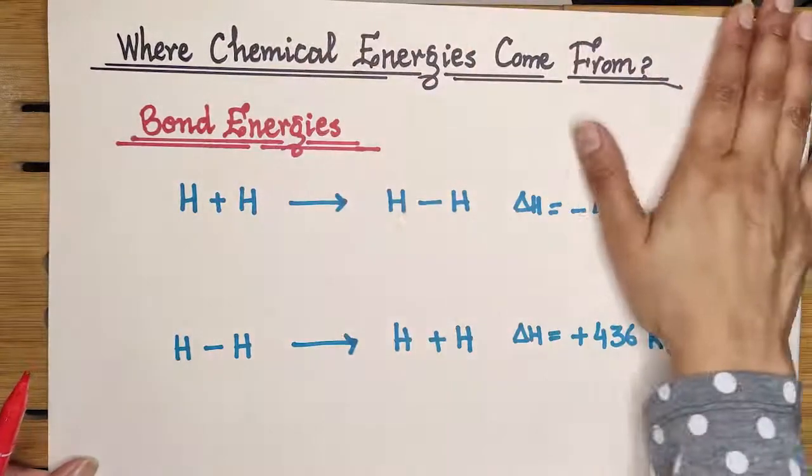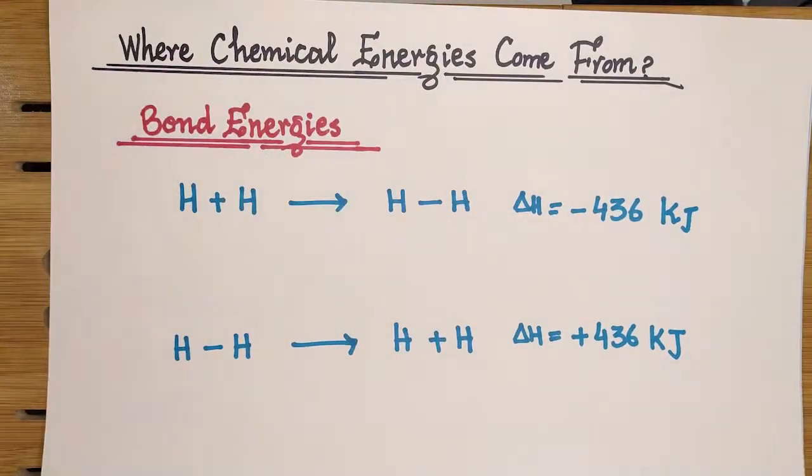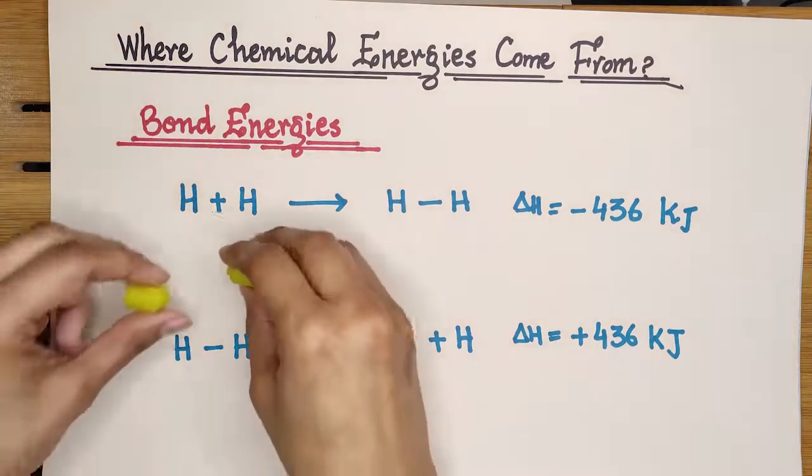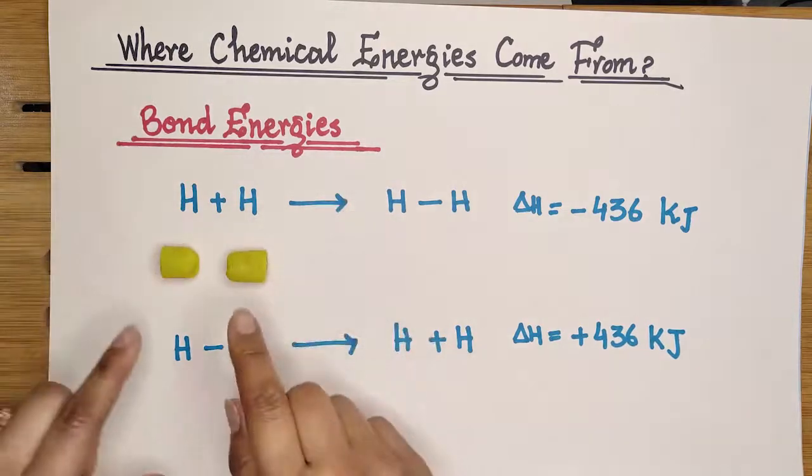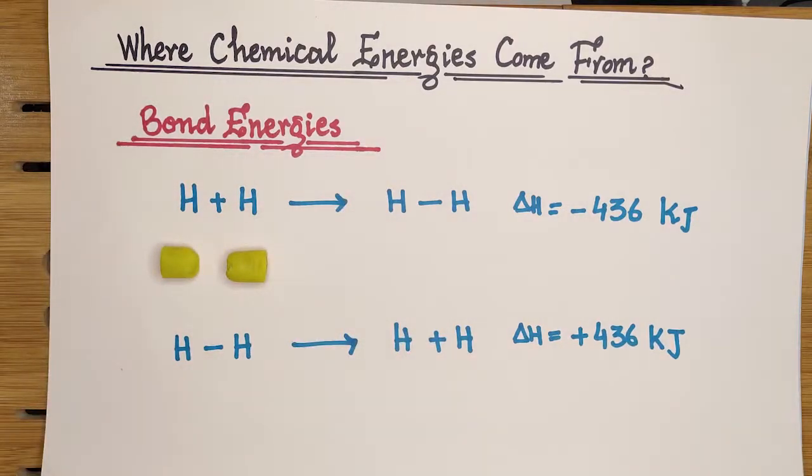So another important question: where do chemical energies come from? Bond energies describe how we can say whether a reaction is exothermic or endothermic in terms of bond energies. If we have two atoms like hydrogen and hydrogen, these two atoms are going to combine together to form a molecule, the hydrogen molecule. So a new bond is formed.